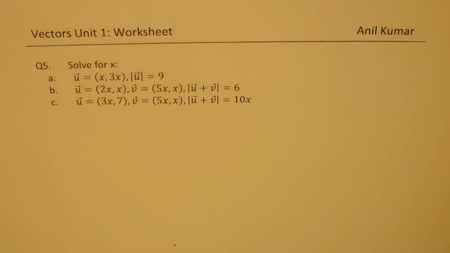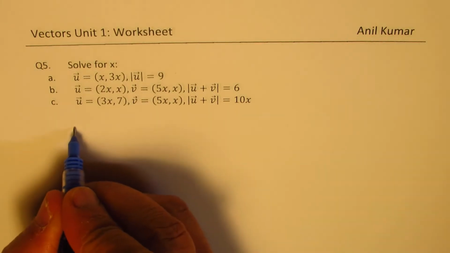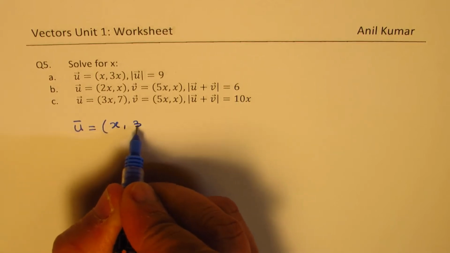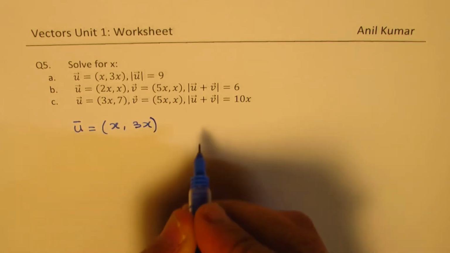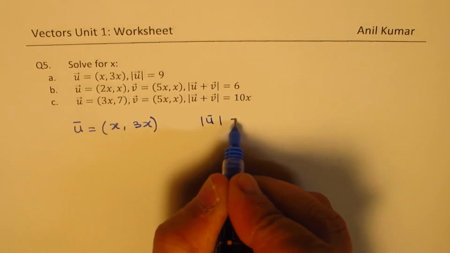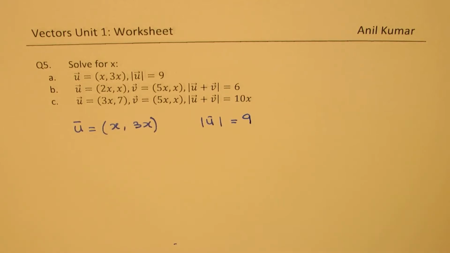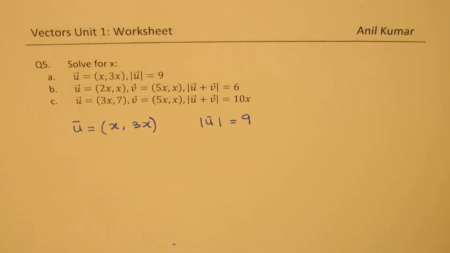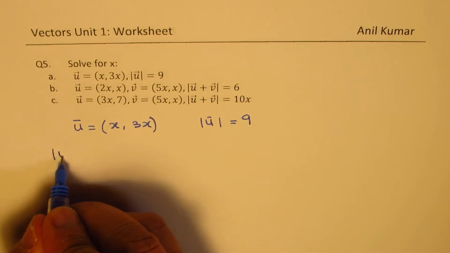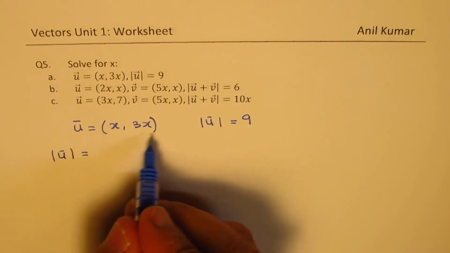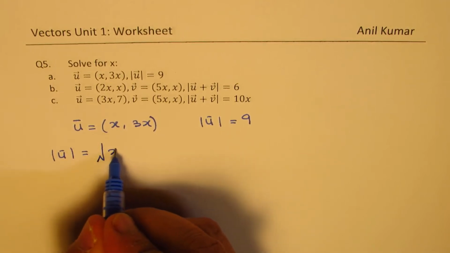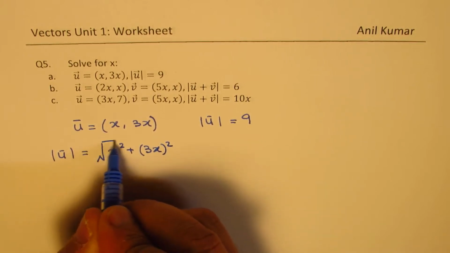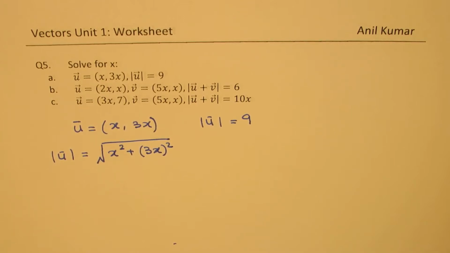So let's begin with the very first one. We are given the vector u is x, 3x. And we are also given that the magnitude of vector u is 9. Now, if a vector is given and its magnitude is given, what is the magnitude of the vector? Well, the magnitude of vector u is, for this vector, the square root of x squared plus 3x whole squared, right? So that is what the magnitude should be.